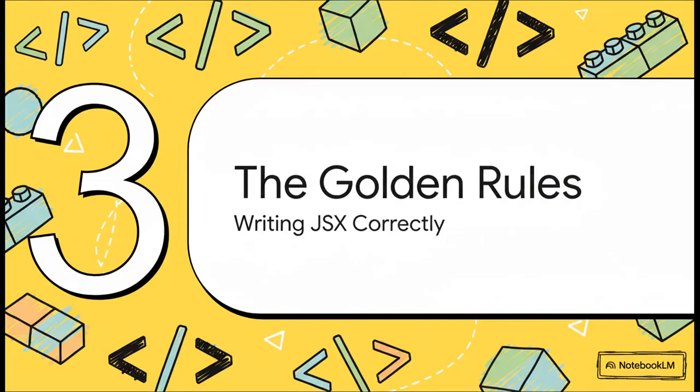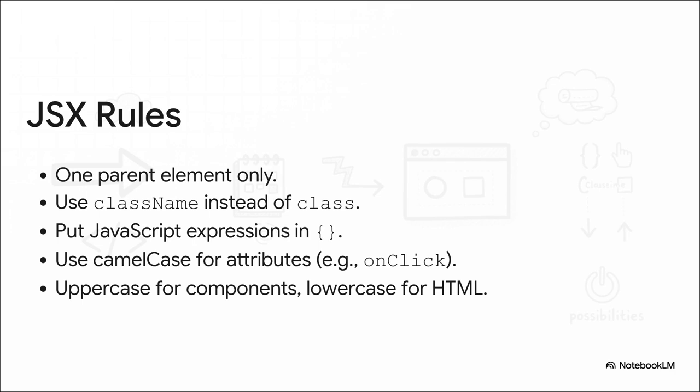Now that we know what JSX is and how it works, let's talk about how to actually write it correctly. Because it's not exactly like HTML, there are a few golden rules you've got to follow to keep from running into errors. So here are the 5 big ones to remember. First, you always have to return a single parent element. Second, for styling, you have to use className instead of class. Third, if you want to use any JavaScript, you put it inside curly braces. Fourth, all the attributes are written in camelCase. And finally, your own React components have to start with an uppercase letter. Let's look at a couple of these right now.